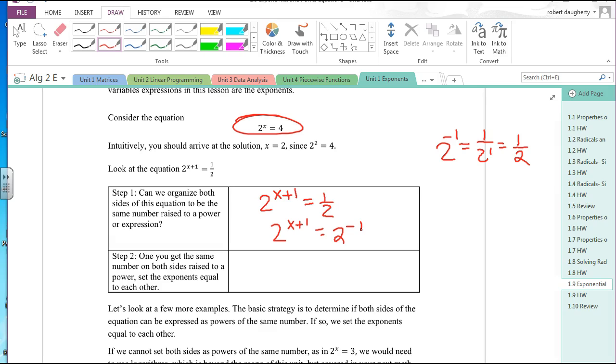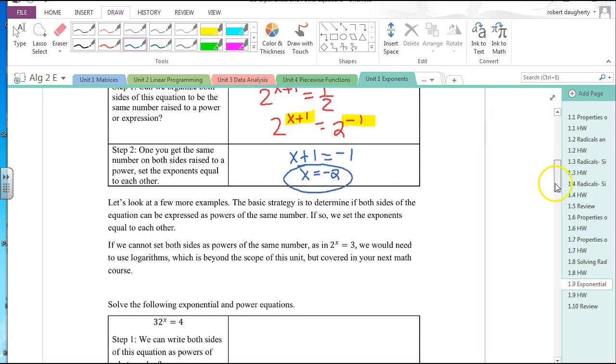Now when I look at this equation, do I see the same number on both sides raised to a power? So if 2 to the x plus 1 equal 2 to the negative 1, what do you think is the relationship between those two exponents? They're equal. So you guys are right on top of it today. So x plus 1 is equal to negative 1. What is x equal? Negative 2, okay? So that's the way all of these problems will solve. You need to get both sides of the equation to be the same number raised to a power, and then you set the exponents equal to each other.